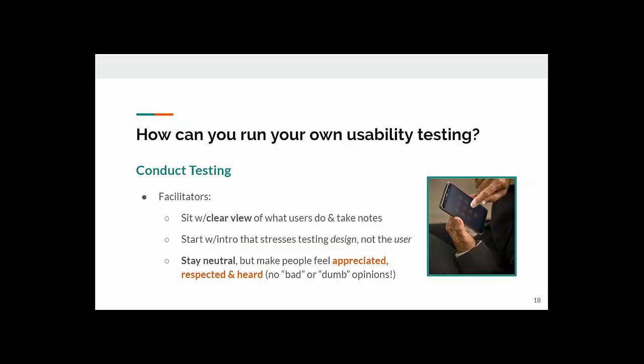In testing, you always want to stress with the user that you're testing the design of the product and not them. Users will typically be very nervous in testing. It's just a natural, like, oh, I'm here and you're going to watch me use this thing, and I'm going to feel a little self-conscious about it. So that's always really important, and just as with any research that you do, staying neutral is really important, making people feel appreciated, respected, and heard. And one key piece of this is, of course, incentives. So again, chocolate bars or anything else to make people feel that you really appreciate them taking the time.